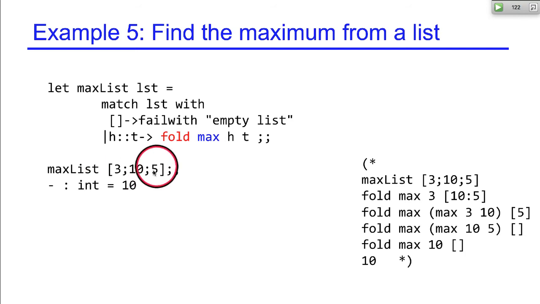If you give me 3, 10, 5, I'll take 3 as a head, and then compare 3 to 10, take the maximum as an accumulator, compare it with 5, and 10 still stays as accumulator. If you see 20, yeah, 20 will become your accumulator. At the end, see the process, you get the maximum value. This is a very cool function, maximum value from the list.